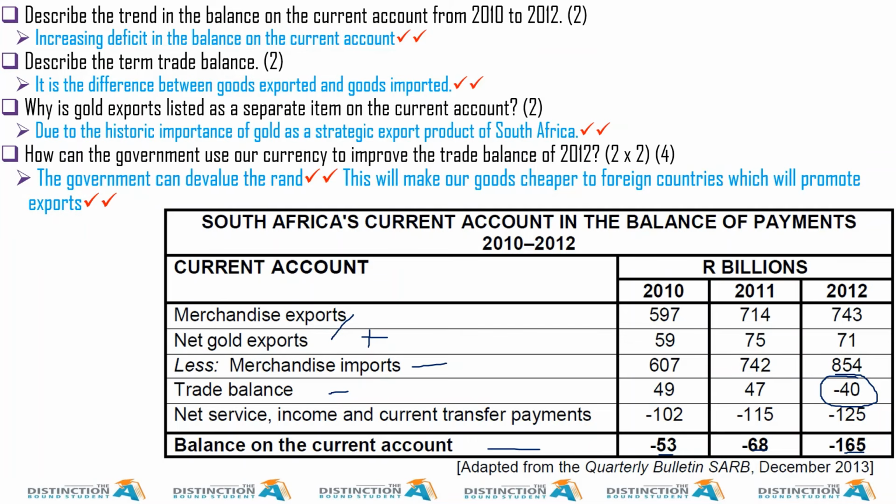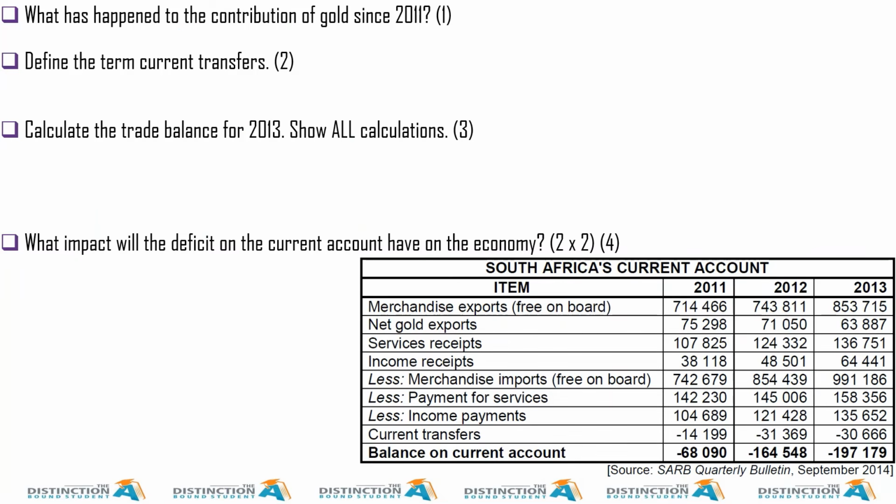It will increase the exports actually, and decrease the imports, and so our trade balance would actually become positive. So we won't have a deficit anymore. So this will make our goods cheaper to foreign countries, which will promote exports. As simple as that. Right, another balance of payment question, and each time they're giving you less, so it becomes easy for you to do it.